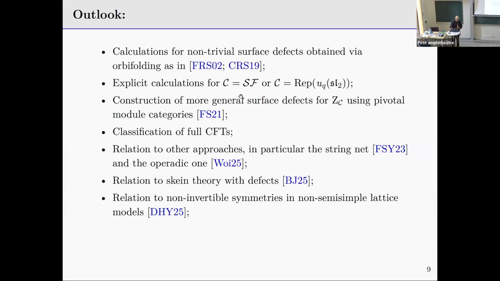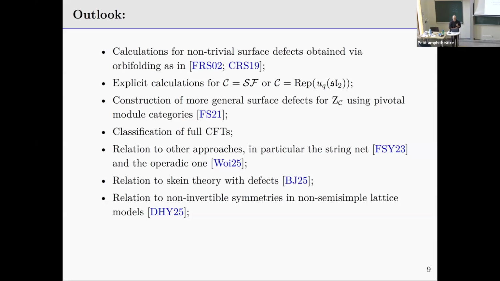Also, this second point here would be related to your question. It would be interesting to look at explicit examples related to VOA, for example, the symplectic fermion VOA or the triplet VOA, which would give you a rep U_q sl2. At least for the triplet in the diagonal case, as far as I'm aware, there are results in the log CFT literature. It would be very interesting to compare how our results match with theirs.